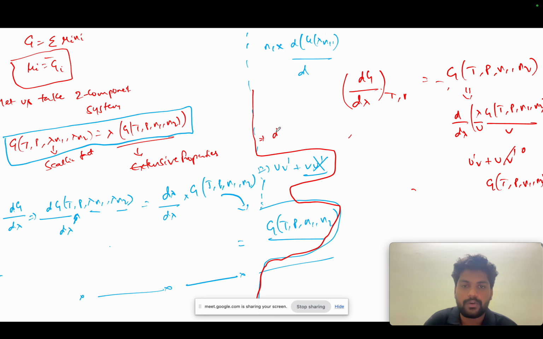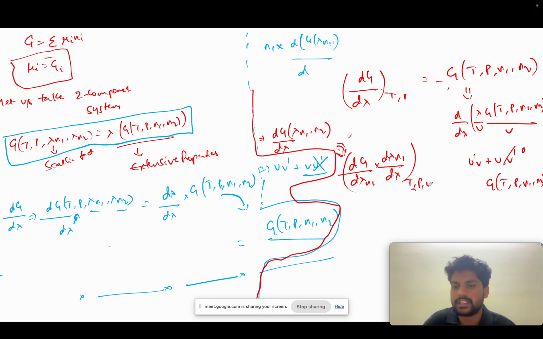So what I will do is take the two terms. Now I have dg by d lambda of lambda n1, lambda n2. If you remember, these are the two constants, so now I can write it like this: dj of d lambda n1 into d lambda n1 by d lambda at constant temperature, pressure and n2, plus dj of d lambda n2 into d lambda n2 divided by d lambda. Here I am applying the chain rule, and this will get cancelled, so we will get the same thing. Is this step clear?